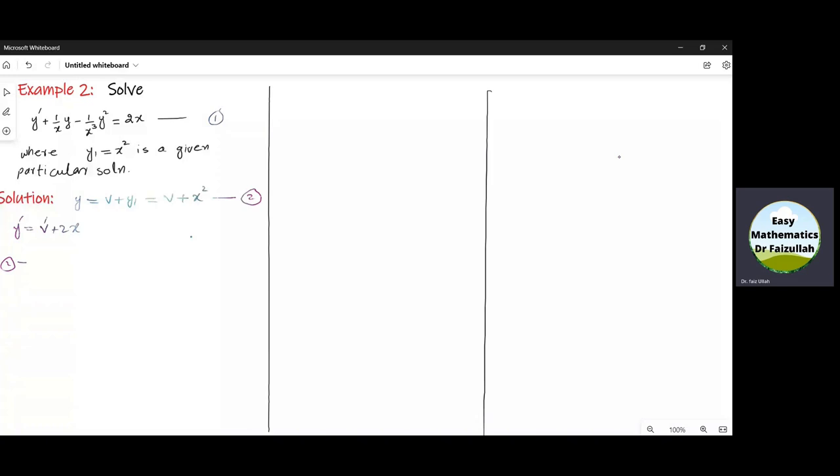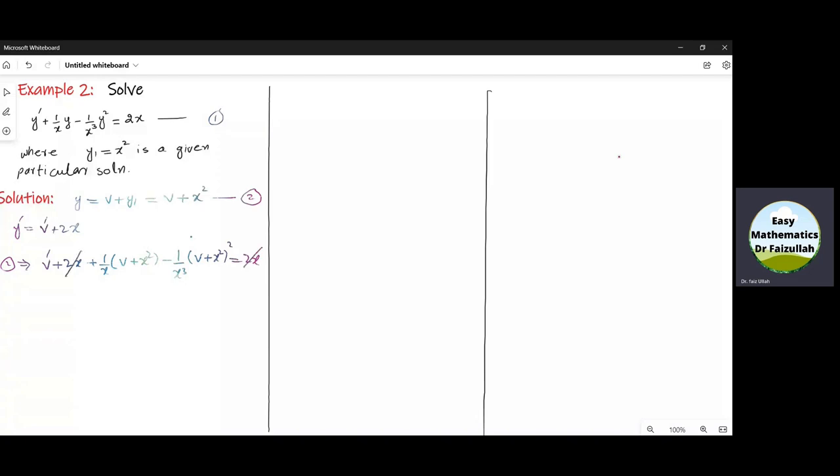Using these values in the given question number 2, we have v dash plus 2x plus 1 over x, the value of y, which is v plus x square, minus 1 over x cube into the value of y, which is v plus x square whole square, and this is equal to 2x.